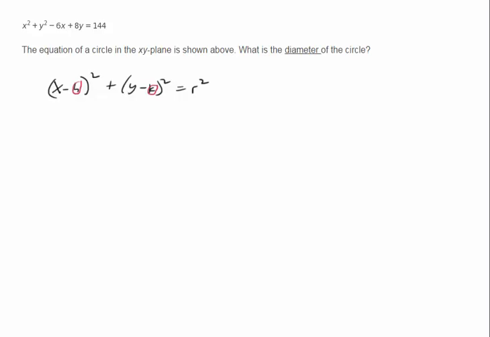Now the next step is you're not going to be given this in that form, and so you're going to have to put it in that form. And so the first step is, let's combine the x terms. So we have x squared minus 6x, and we'll combine the y terms. And now we have to put this equation into that form. And how do we do that? We have to turn these into perfect squares, and you need to know how to complete the square.